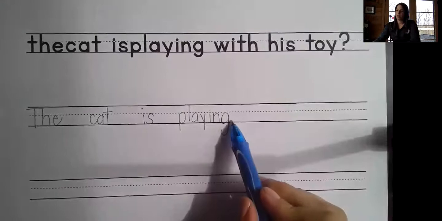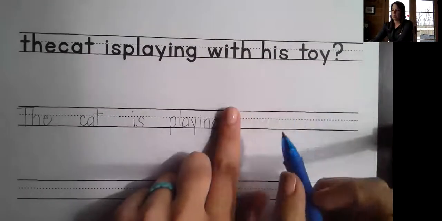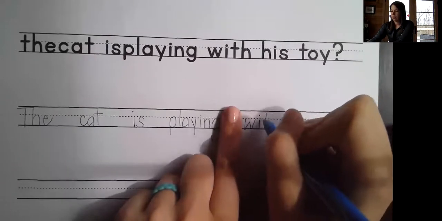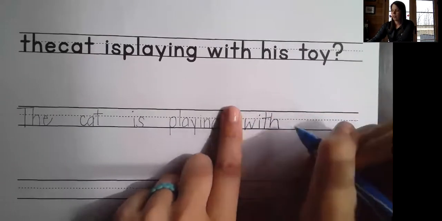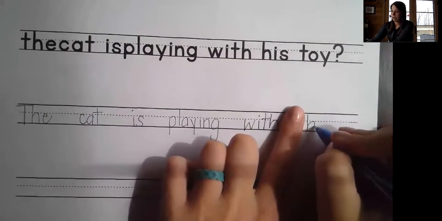My G comes below the foot line with a hook. I need a space and then the word with. Space for his.